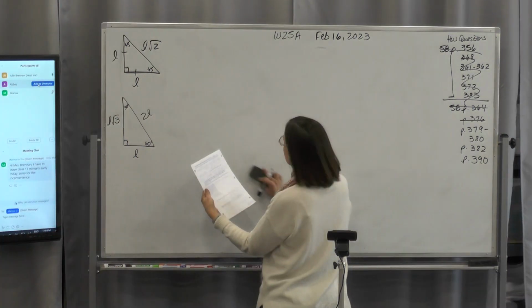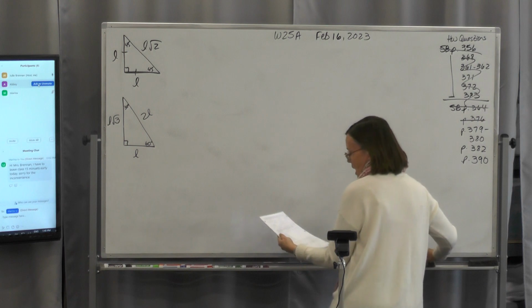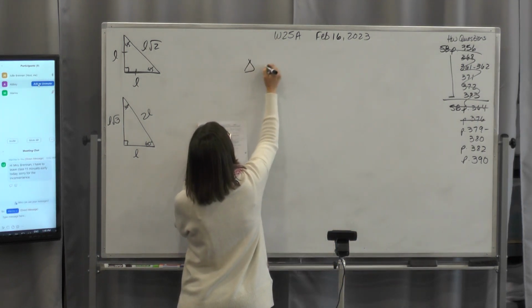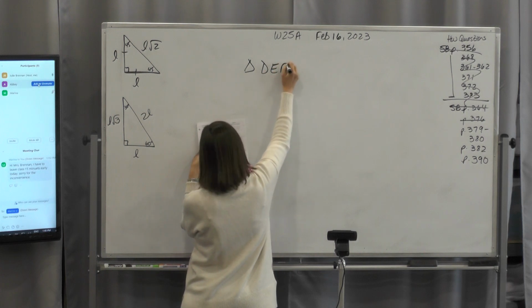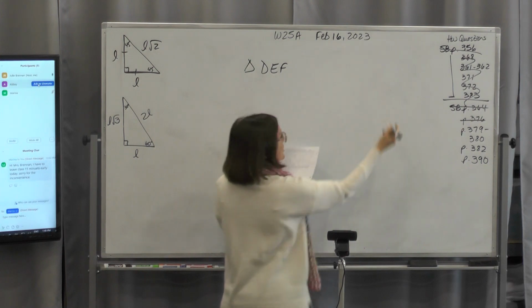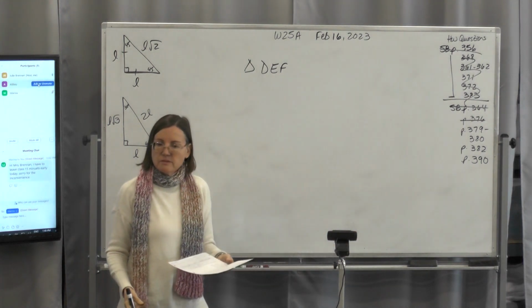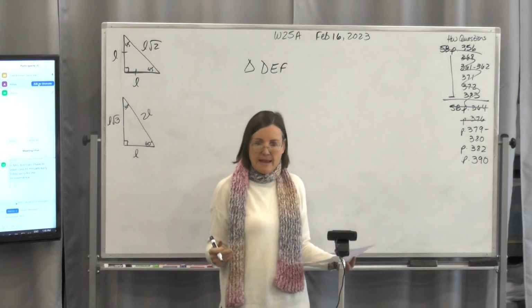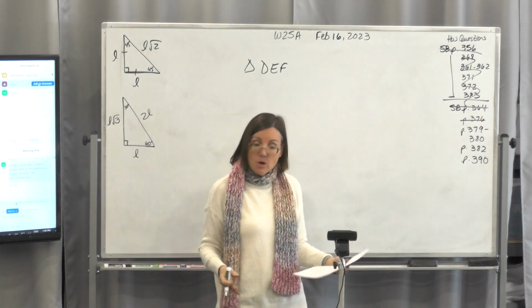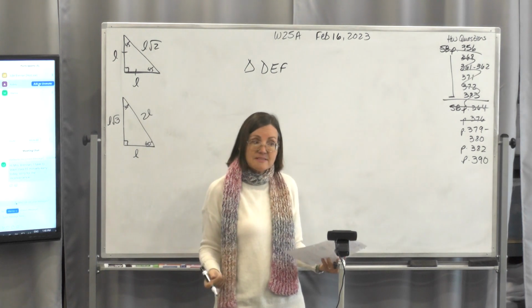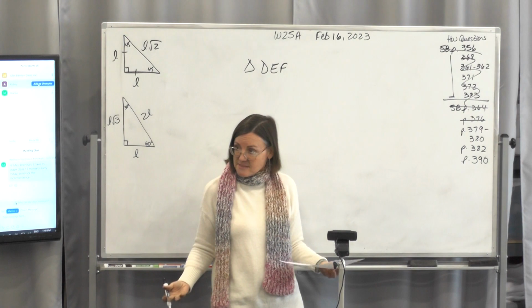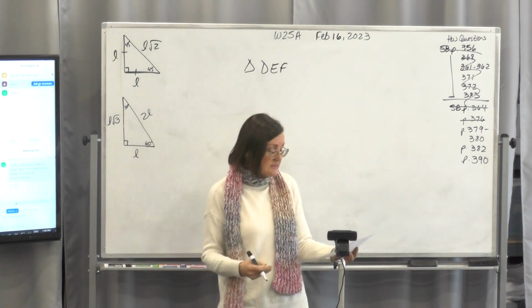Look at number 6. I'm just going to hop down to number 6. It says determine whether triangle DEF is isosceles, scalene, or equilateral. What are they asking you? Are all three sides the same? Are two of the sides the same but one different? Or are all three sides different? How could you figure that out? If you knew all three distances. Sides of the triangle will be distances.